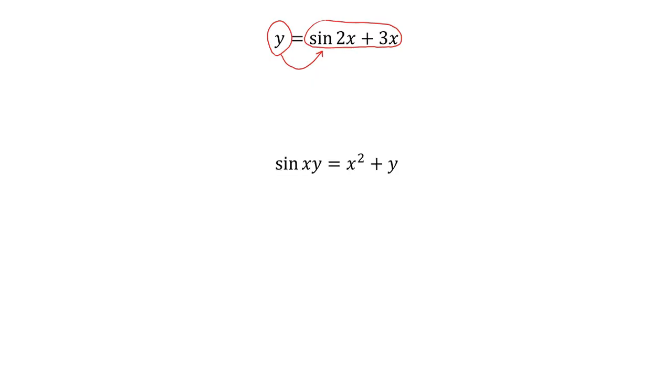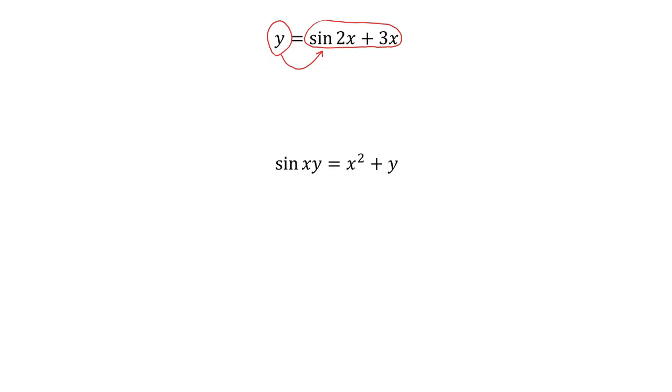Take this equation, for example. Here we have sine of xy equals x squared plus y. This is an equation where x's and y's are commingled together. And in this situation, it's impossible to solve for y on one side of the equation and x's on the other side. In other words, we can't solve this equation for y so that y is explicitly written using x's. It's just not possible.